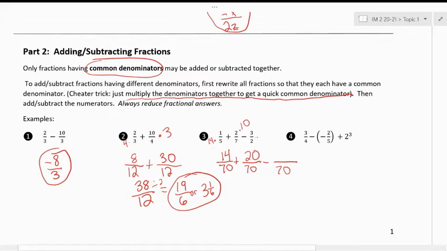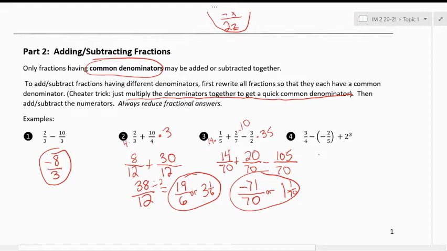And then 70 divided by 2 is 35. So we're multiplying 2 times 35 to get 70. 3 times 35 is 105 for our numerator here. Now it's pretty straightforward. 14 plus 20 minus 105, negative 71, over 70. Or you can do it as a mixed number. But I think improper fractions are probably easier to look at.